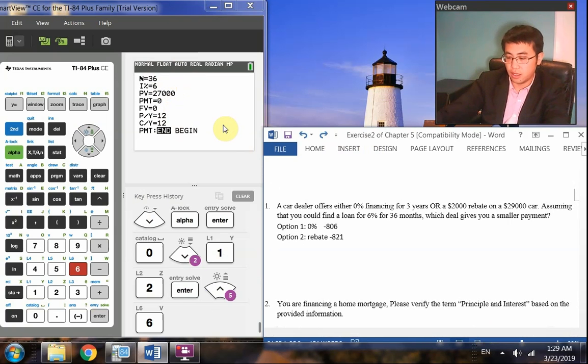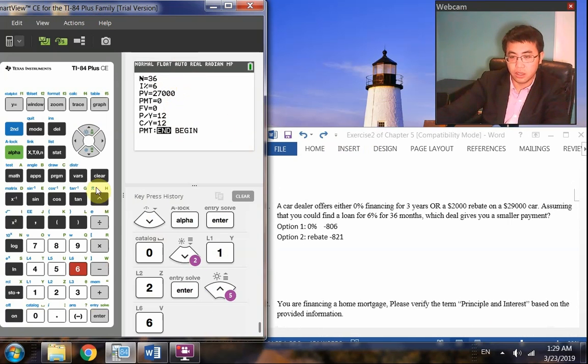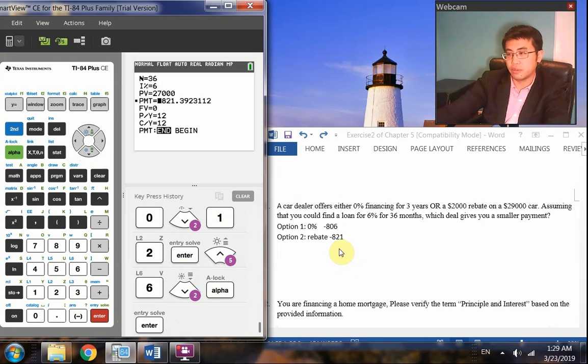Okay, and then you scroll down to solve for payment, alpha, enter. So you get the same result, 821. I just wanted to show you how to get the payment using two different methods.